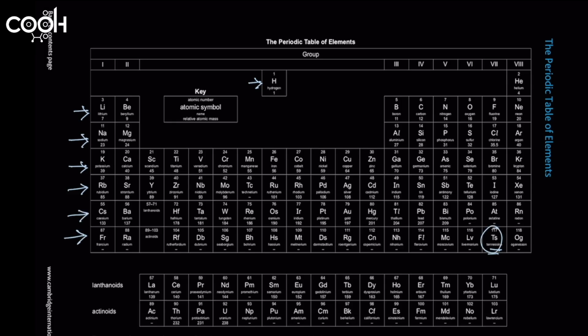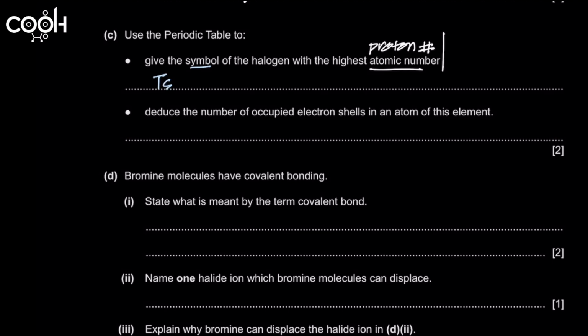So tennessine, since it's in row 7, we are going to say it's in period 7, and period 7 means it's going to have how many shells? How many electron shells? 7 electron shells. Done. Why? Because it's in period 7. That's for you guys.